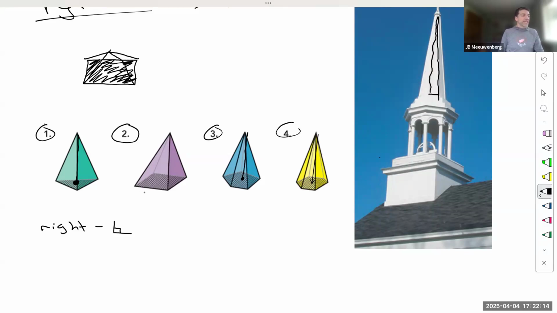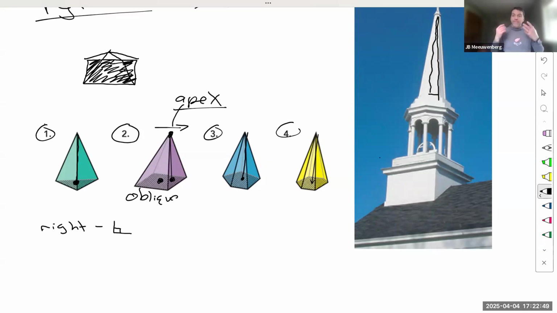Number 2 here is what we call oblique, and you can tell because it's leaning a little bit to the right. If you drop a line straight down from the vertex at the top, which is also called its apex, apex meaning top, it doesn't hit the center of the base. So that is what we call a right pyramid when it does.